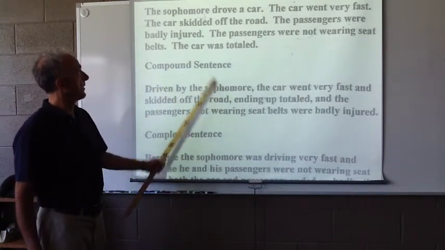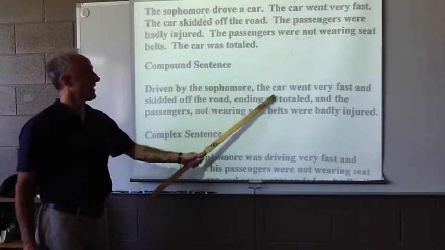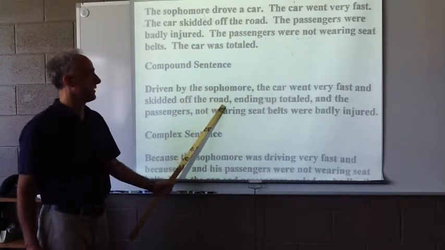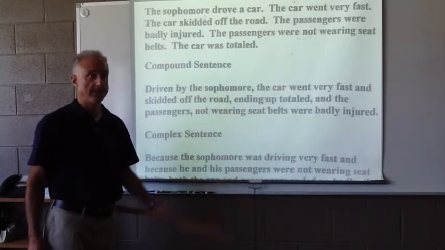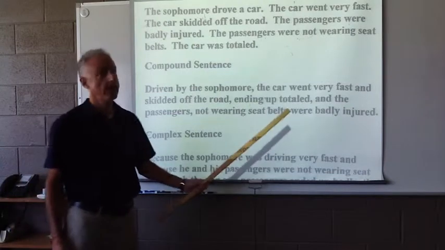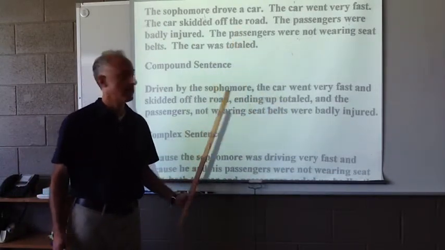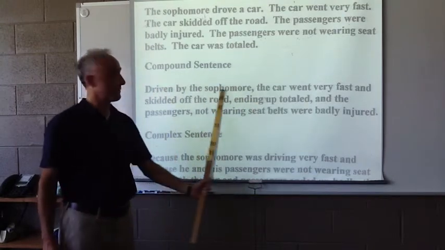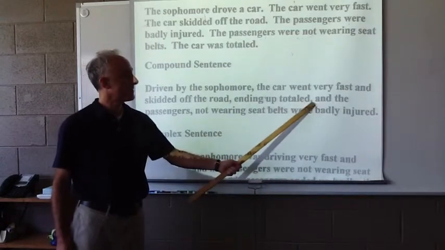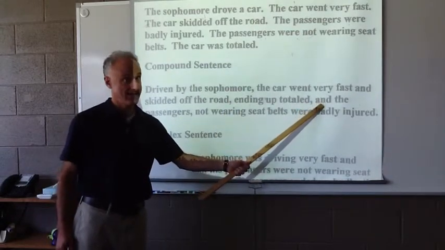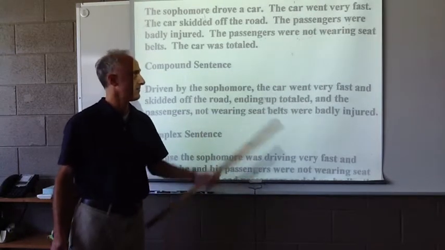Driven by the sophomore, here's a phrase, it's not a subordinate clause. The car went very fast and skidded off the road, ending up totaled, and the passengers not wearing seatbelts were badly injured. So right here, this sentence is made up of clauses blended together, first by a past participial phrase, but also by a comma and a coordinating conjunction. This is not what we're going to be focusing on for most of the lesson.